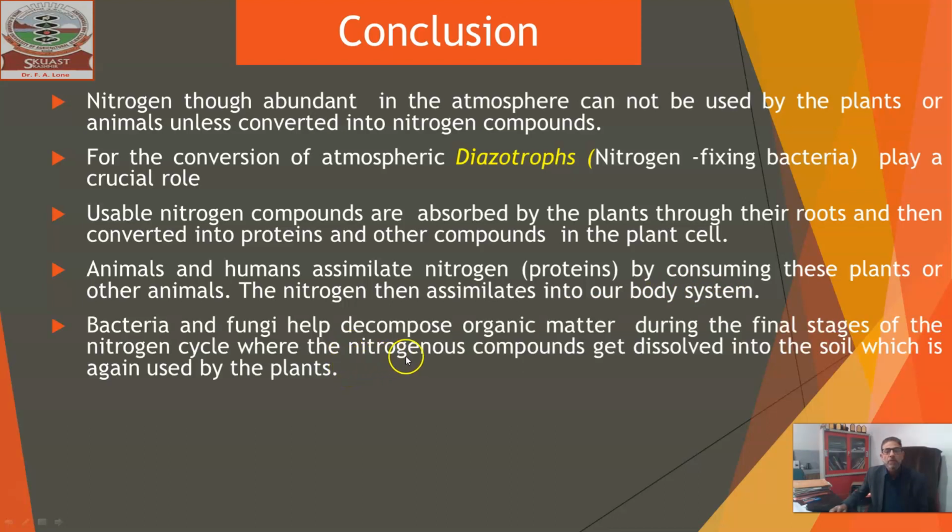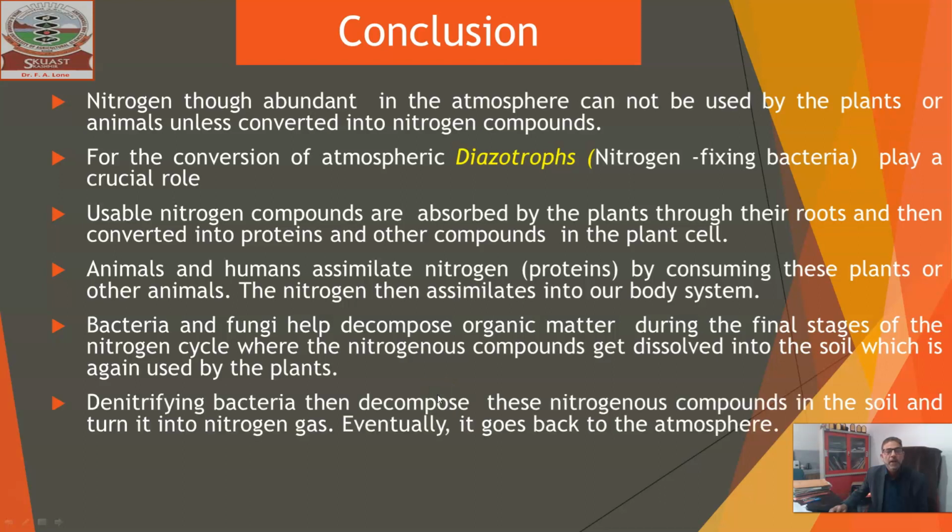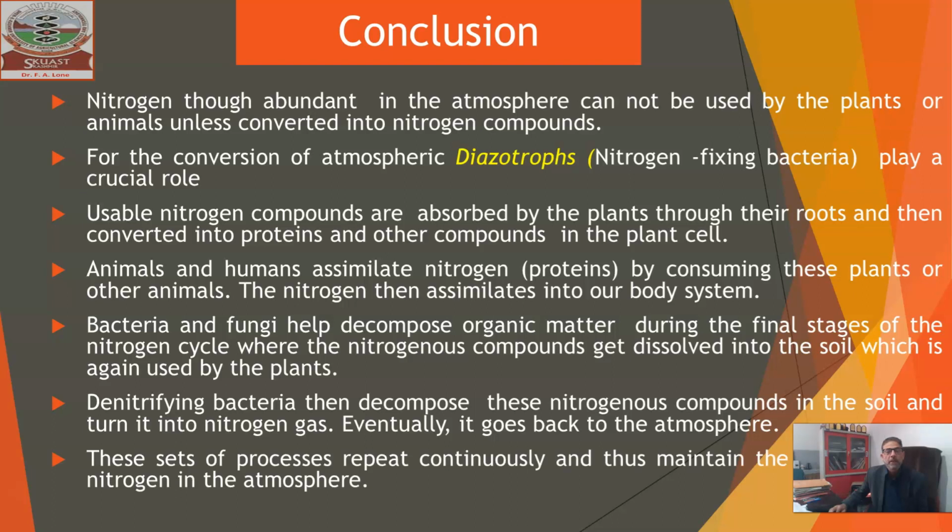Bacteria and fungi also help decompose organic matter during the final stage of the nitrogen cycle, where the nitrogenous compounds get dissolved into the soil, which is again used by the plants. Then denitrifying bacteria decompose these nitrogenous compounds in the soil and turn them into nitrogen gas. Eventually, it gets back into the atmosphere. These sets of processes repeat continuously and thus maintain the percentage of nitrogen in the atmosphere.